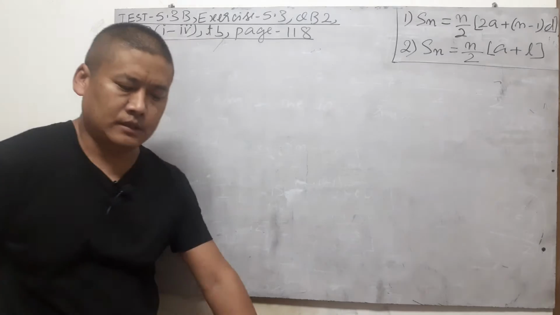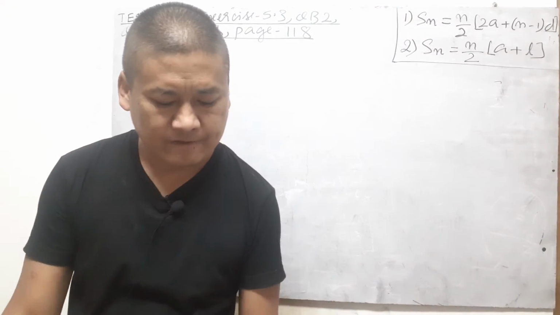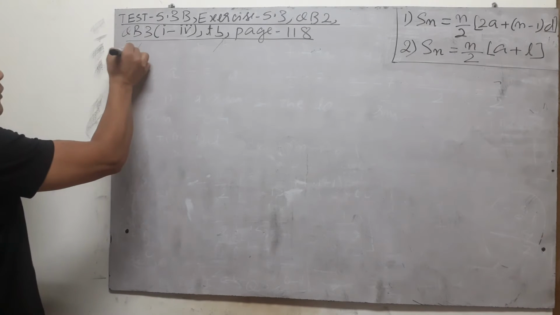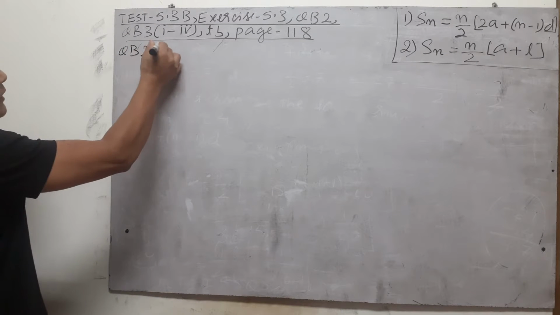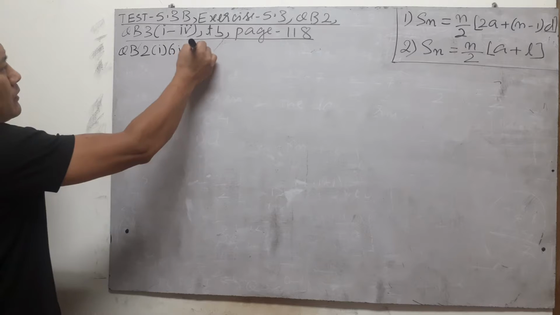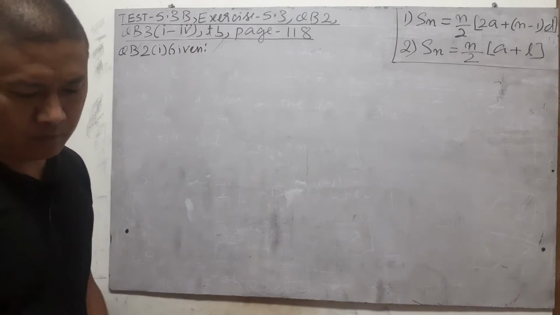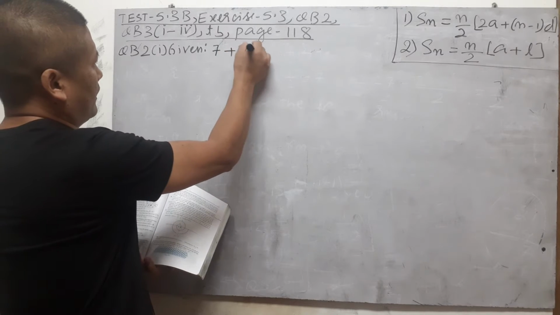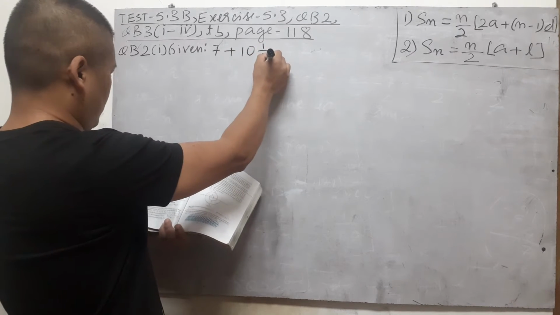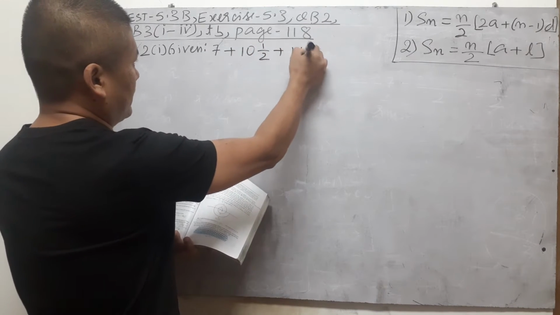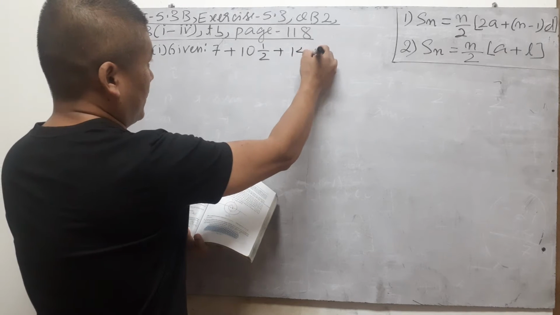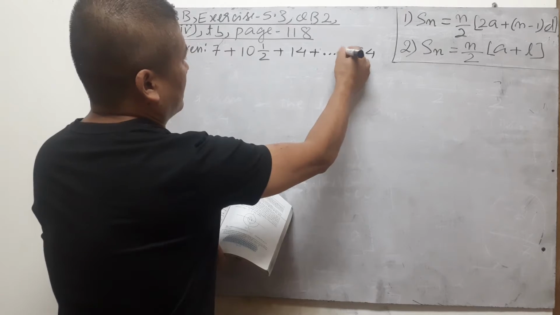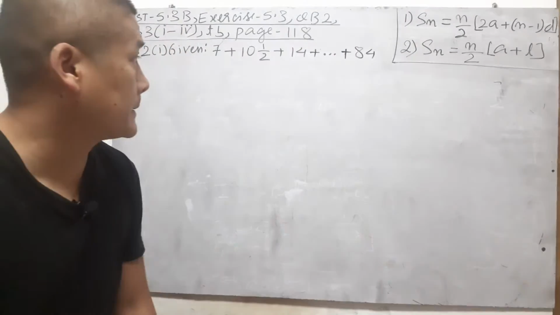Then here let me read the question for us. Find the sums given below. So the first one, question B2, subheading 1. Given is the sum of 7 plus 10.5 (A2), then plus A3, 14, plus etc., to the last term, which is 84. Like that, it is given very clearly.